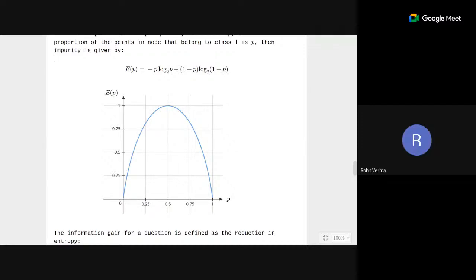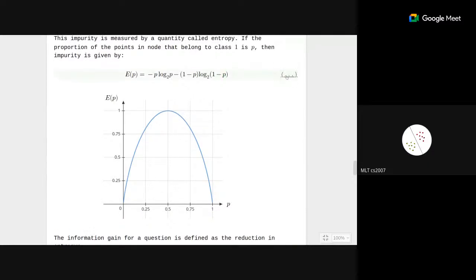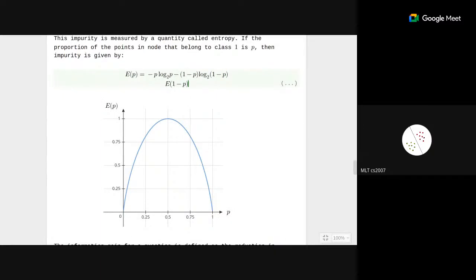One other point that I want you all to notice: what is E of one minus P? It's the same formula, equal to E of P. So what does this mean? Whether you take P as the proportion of ones in a node or as the proportion of zeros, your entropy calculations remain unaffected. What you care about is the purity of a node. You're not saying you're pure only if you have class one or only if you have class zero. You are pure if all the data points belong to the same class. So purity is agnostic to class labels. That's the important point.